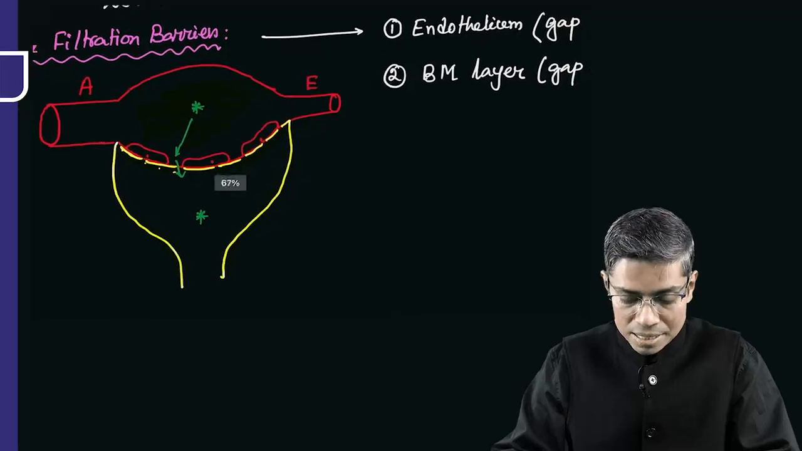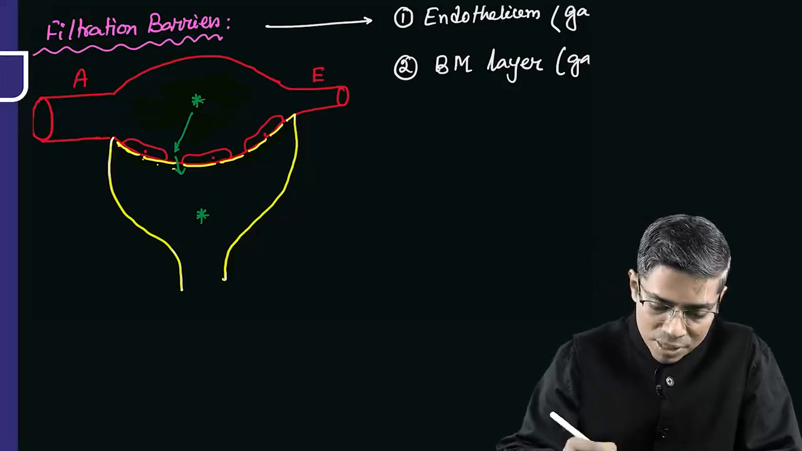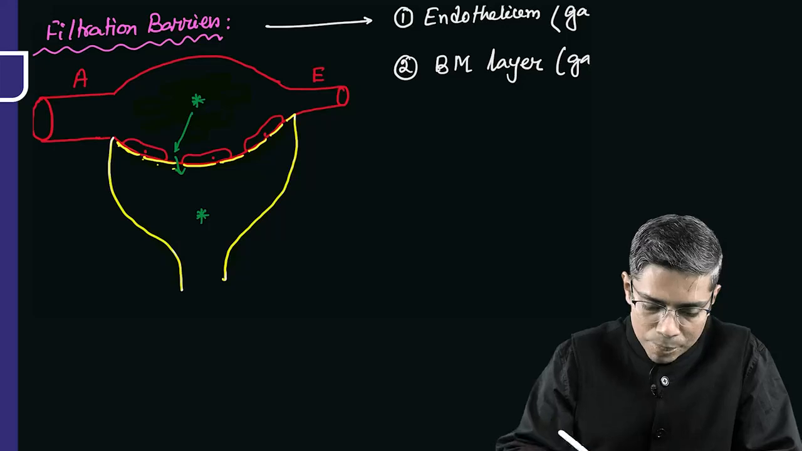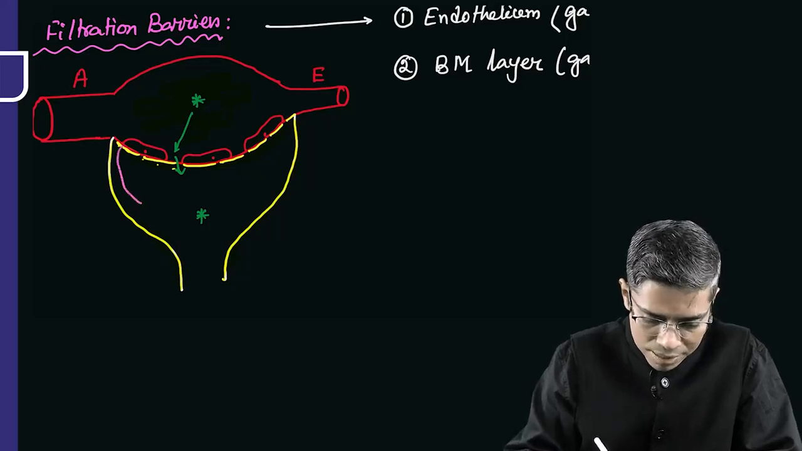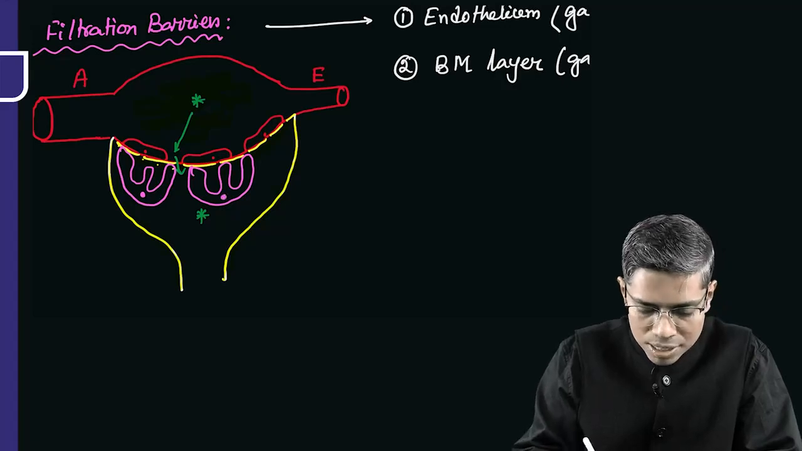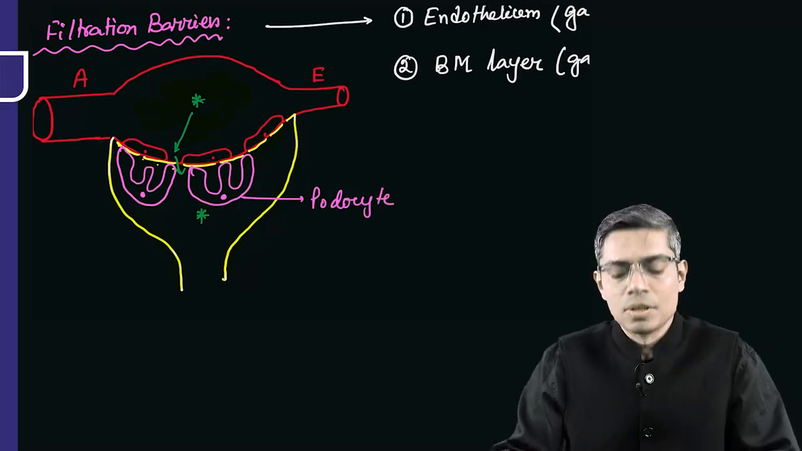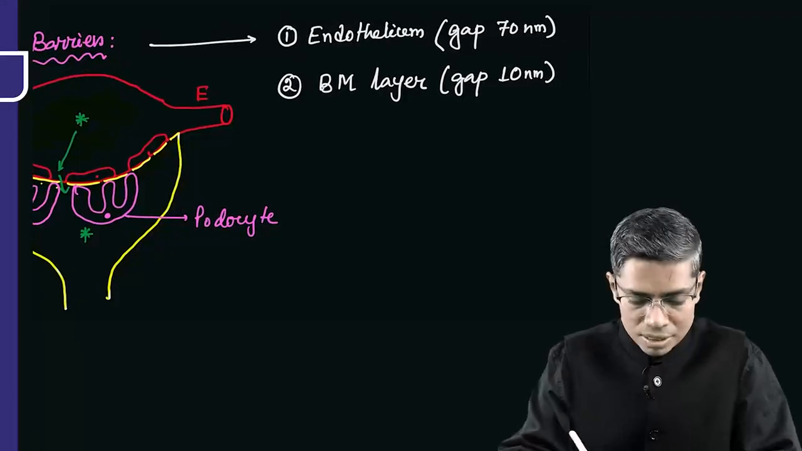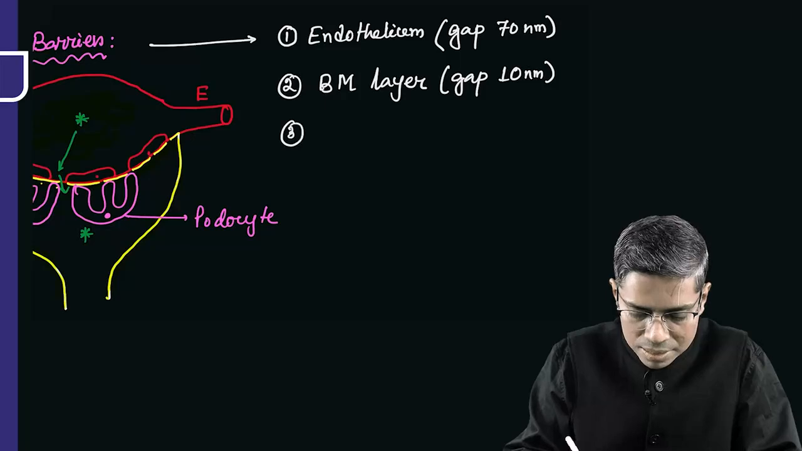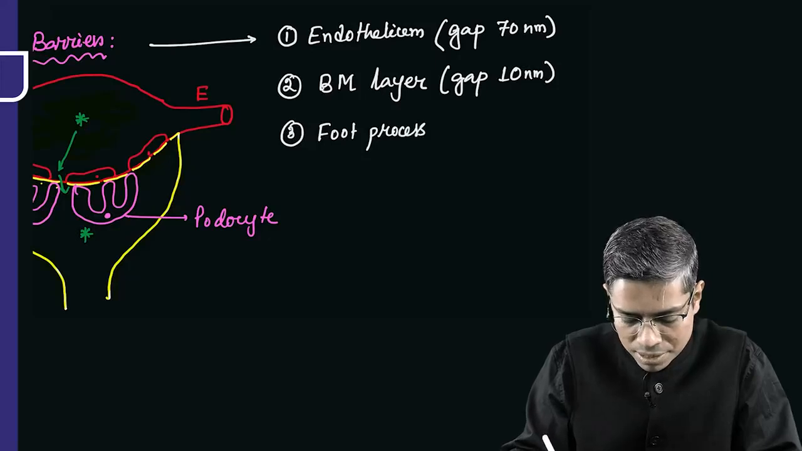Now after crossing through this basement membrane, the next layer that the substances are going to encounter is the visceral layer of the Bowman's capsule. The visceral layer of the Bowman's capsule is lined by a peculiar type of cell. So the cell I am drawing here, which is lining the visceral layer of the Bowman's capsule, is known as podocyte. So this cell is known as podocyte cell, right? So the third layer through which the substances have to pass is the foot processes of podocyte.